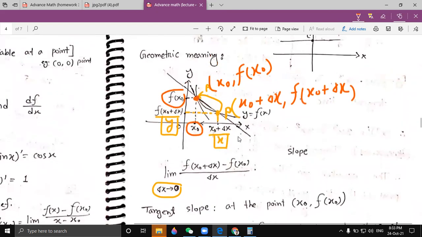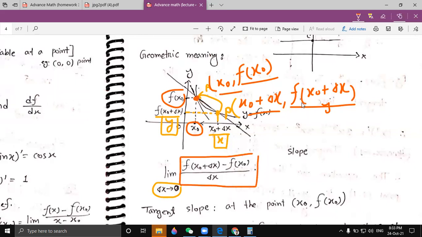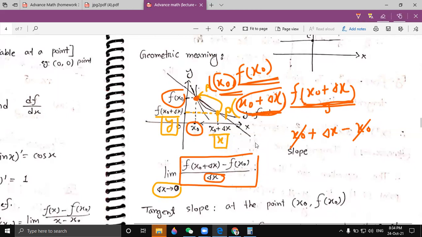So now our slope will be y2 minus y1 by x2 minus x1, right? If we calculate the slope, it will be y2 minus y1 by x2 minus x1. So you can calculate this x2 minus x1. It will be x naught plus del x minus x naught. So x naught cancels. We only get del x, right? And this minus this makes y2 minus y1, which is already written here.